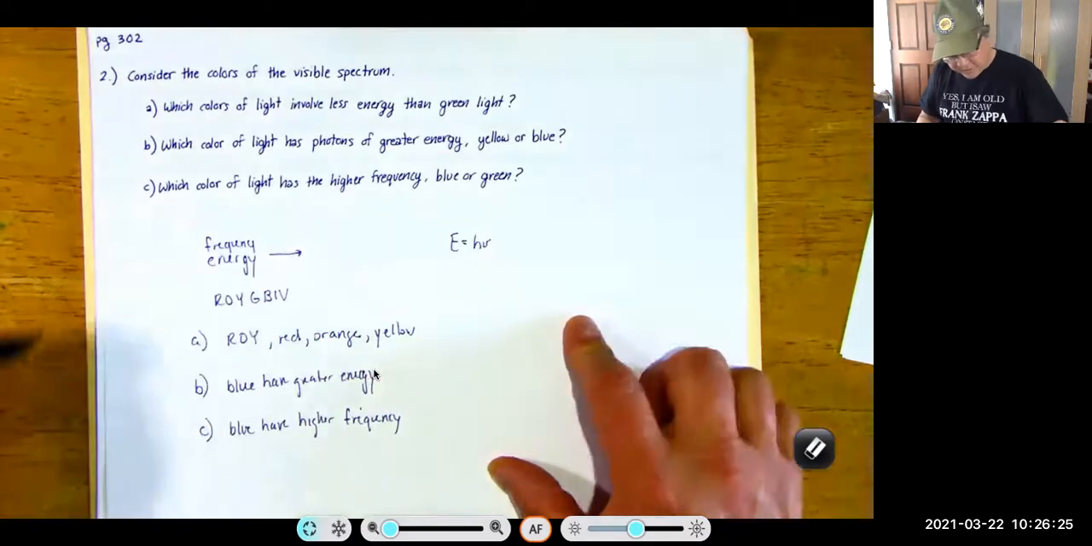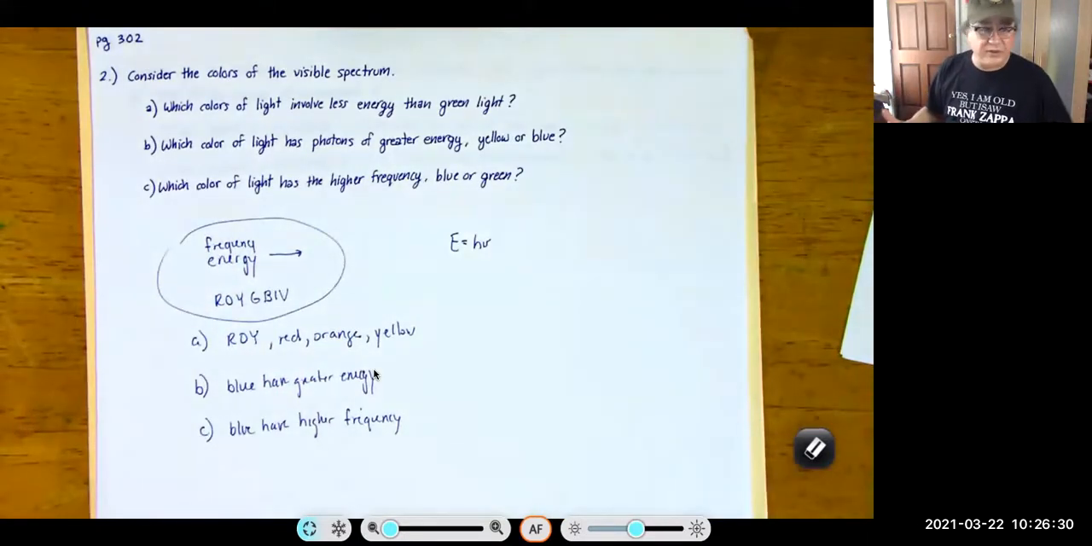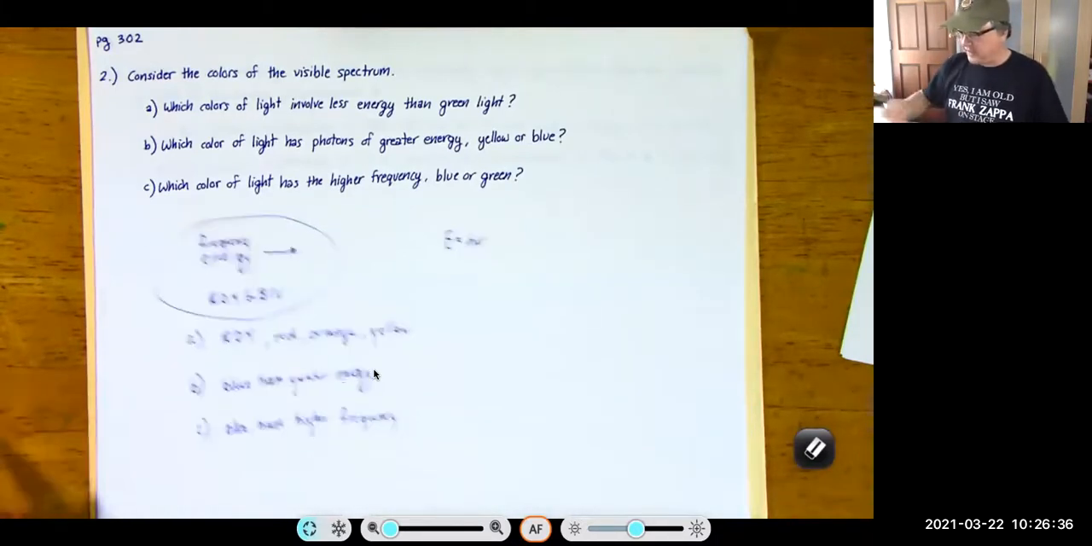So you may want to commit this to memory, that when you're going from increasing energy, it's ROY G. BIV. ROY is low energy, V is high energy.